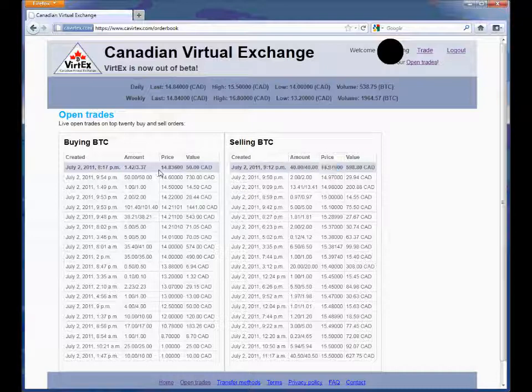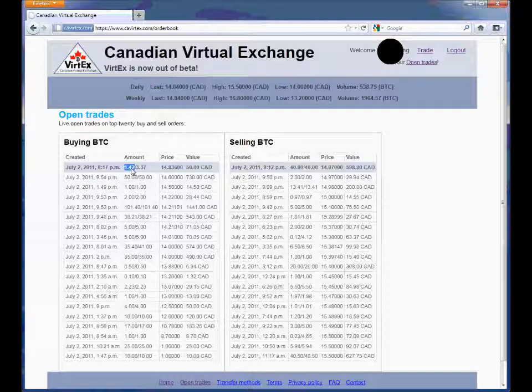However, here on the buy side, we see a guy that is willing to pay $14.83 for 3.37 Bitcoins, and you can see here that he's only got 1.42 left to fill. This shows how many have yet to be filled. Okay? So doing a quick subtraction, we get 1.9 something Bitcoins that have already been filled.